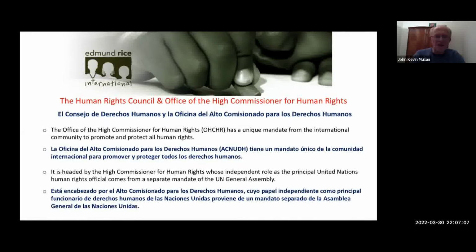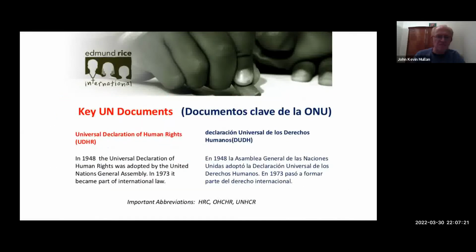And as it says there, it's headed by the High Commissioner, and she has a special mandate from the UN General Assembly. So that's a brief overview of the Human Rights Council and how it operates. Now, just to mention 2 documents that are important and that the Human Rights International team pays attention to. The Universal Declaration of Human Rights, which you heard about in the video, came into being in 1948 after the Second World War, and it was adopted by the General Assembly of the UN and became part of international law.